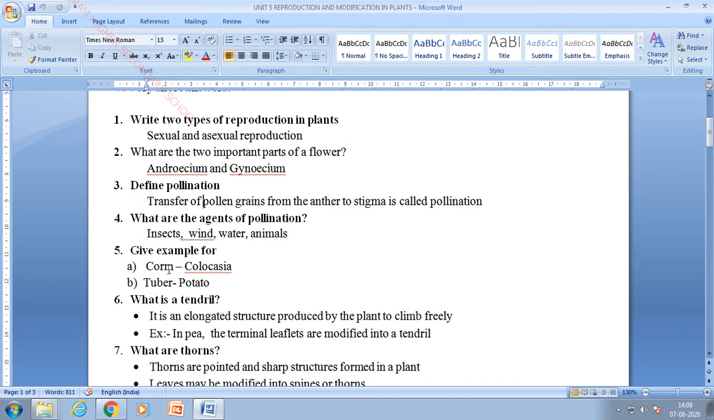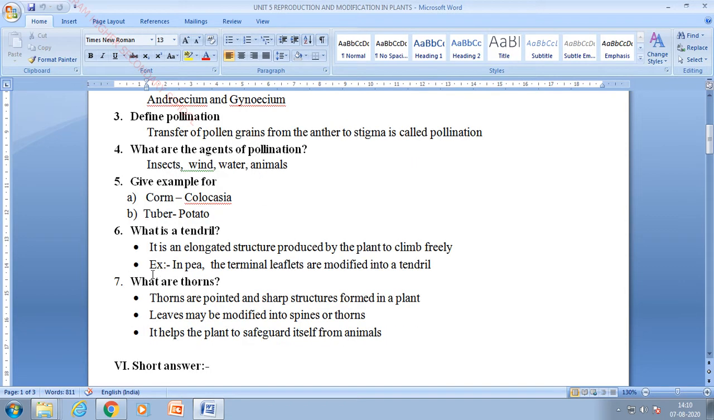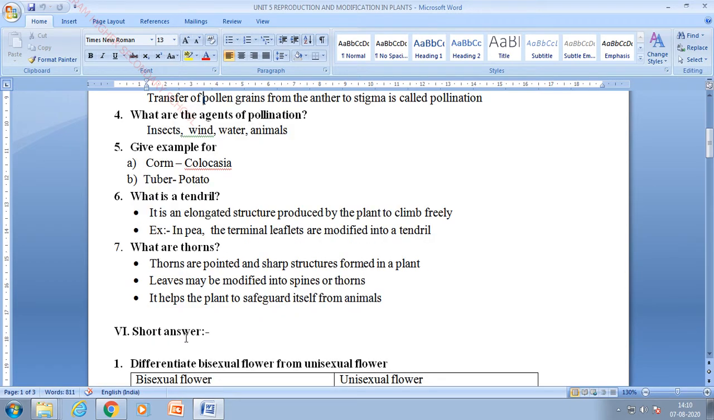Give example for corm: Colocasia. Tuber: potato. What is a tendril? It is an elongated structure produced by the plant to climb freely. Example, in pea plant, the terminal leaflets are modified into a tendril. What are thorns? Thorns are pointed and sharp structures formed in a plant. Leaves may be modified into spines or thorns. It helps the plant to safeguard itself from animals.